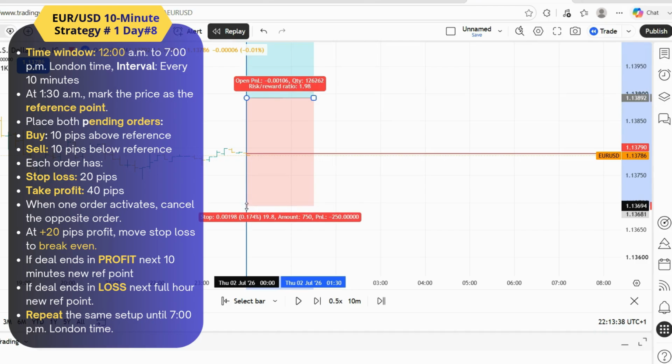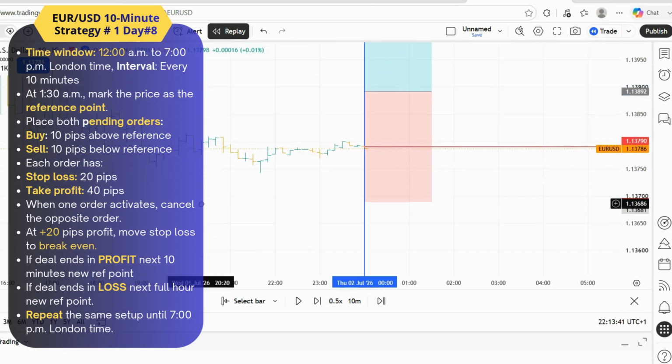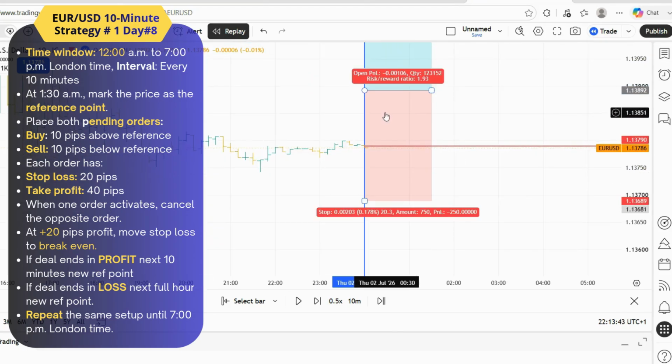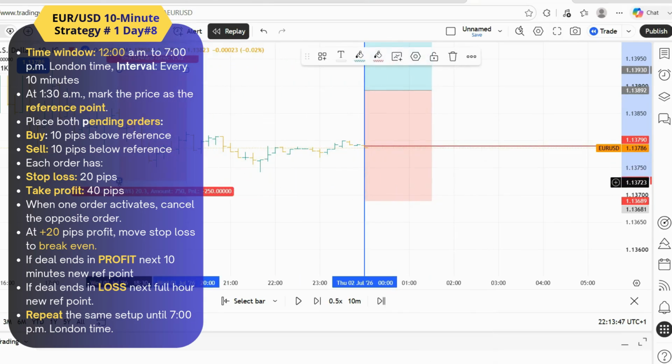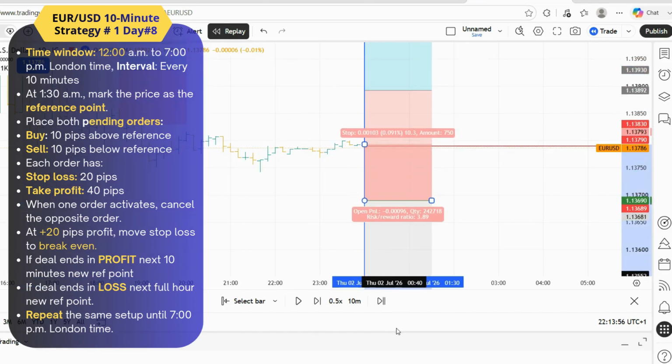The final rule determines when the next setup begins. When a trade closes in profit, we wait 10 minutes before marking a new reference point. When a trade closes in loss, we wait until the next full hour before starting again. With the templates prepared and the strategy rules confirmed, we are ready to begin the session.